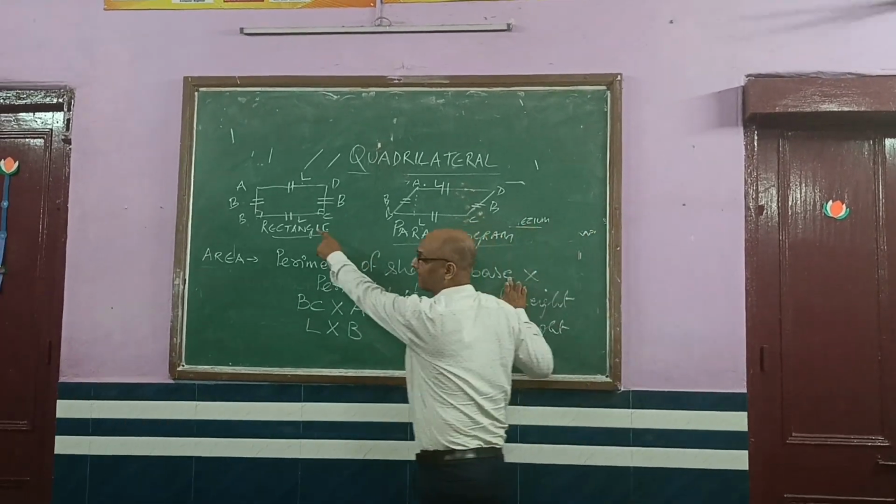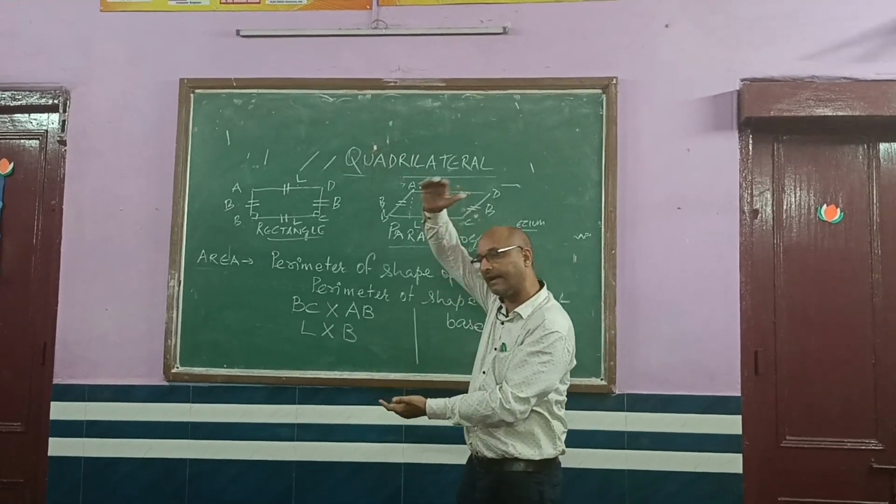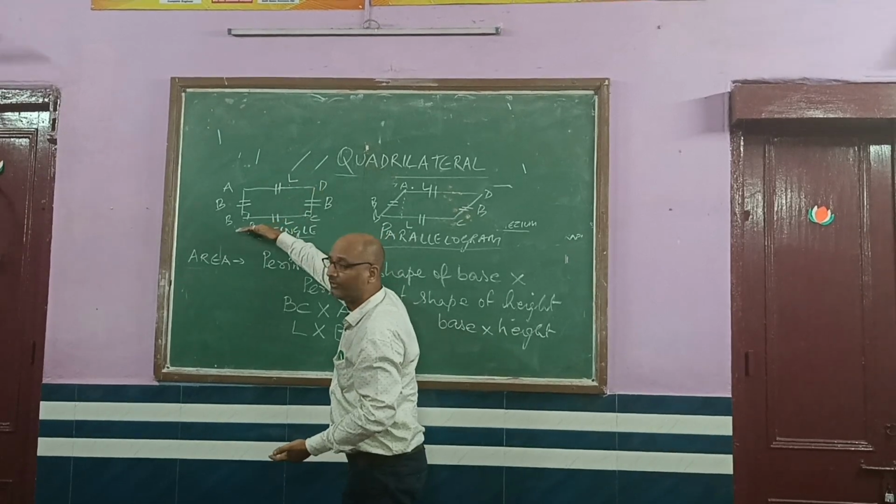What is base in this case? Rectangle. This is the base. Base means what? Base is something. Always somebody is standing. What is somebody in this case? Rectangle. Rectangle is standing on this BC.